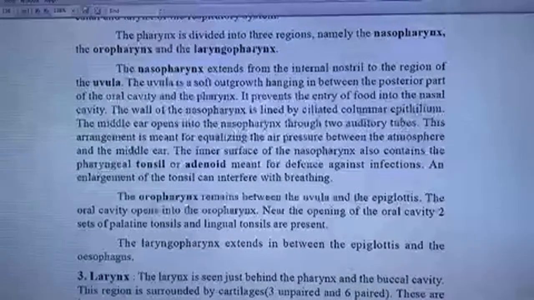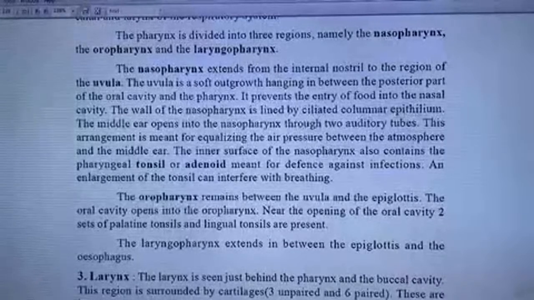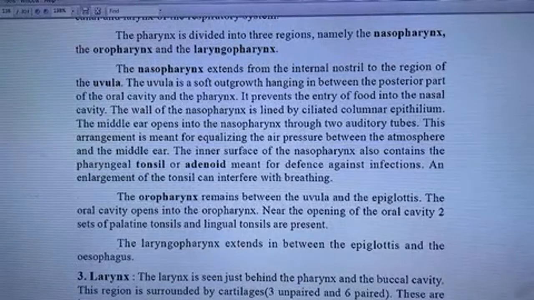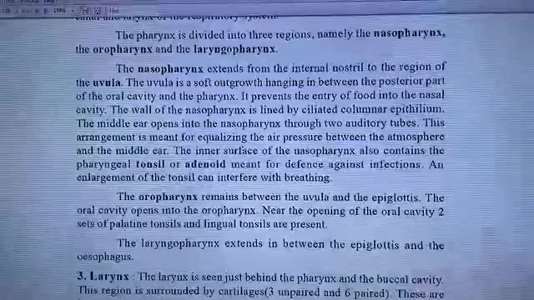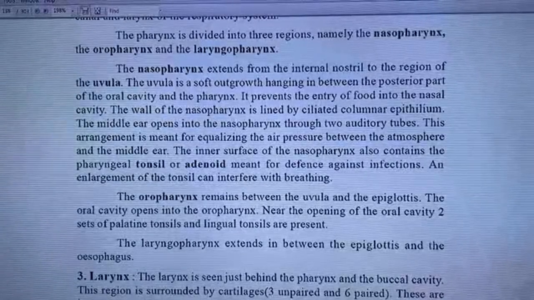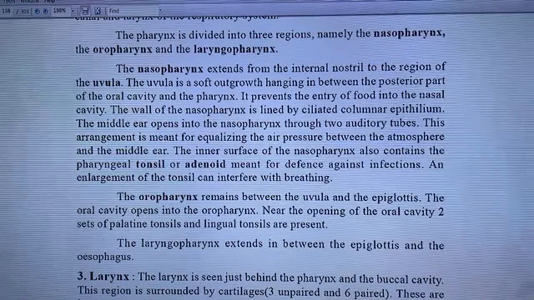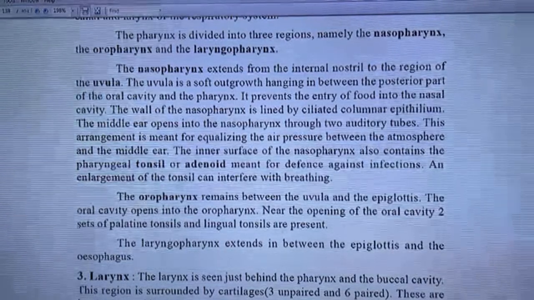The middle ear opens into the nasopharynx through two auditory tubes. This arrangement is meant for equalizing the air pressure between the atmosphere and the middle ear. The inner surface of the nasopharynx also contains the pharyngeal tonsils and adenoid meant for defense against infections. An enlargement of the tonsil can interfere with breathing.